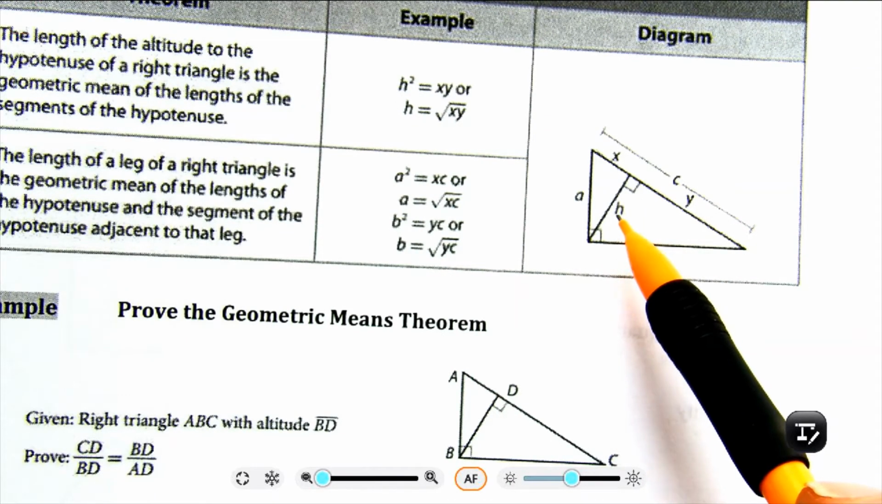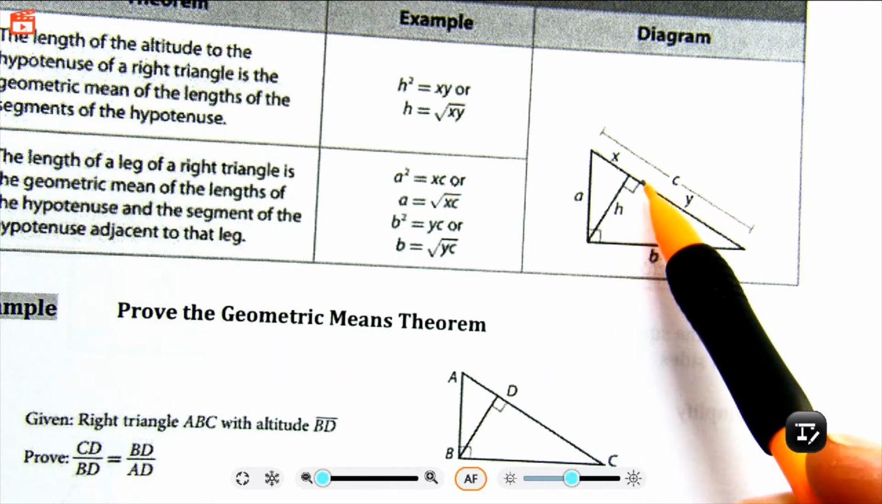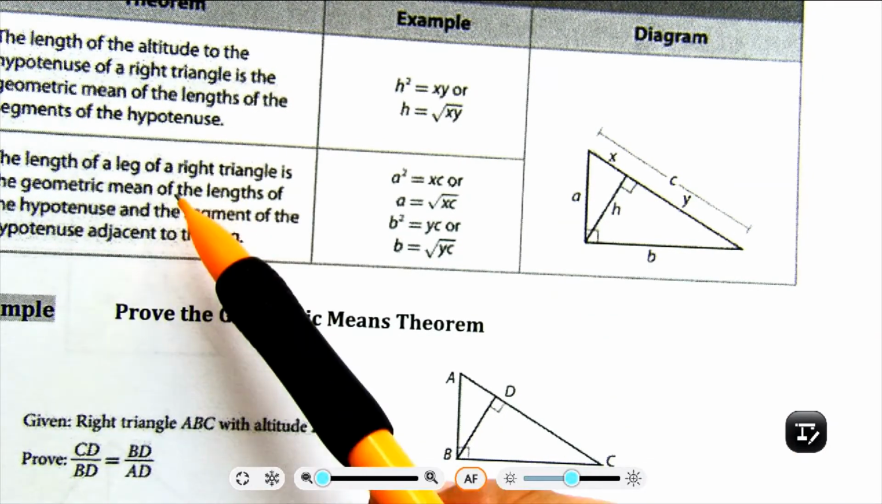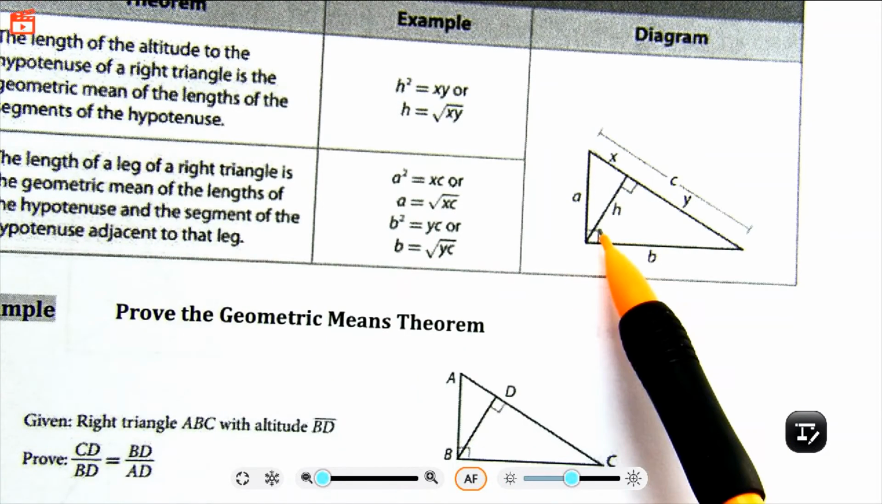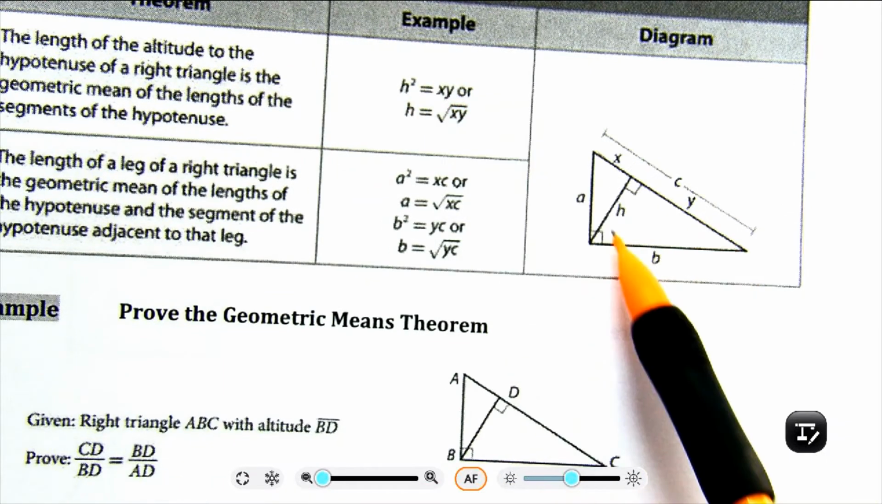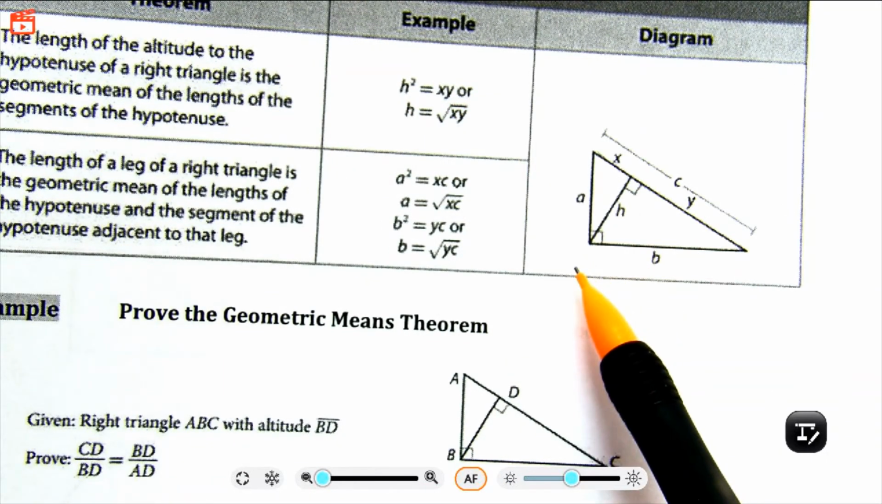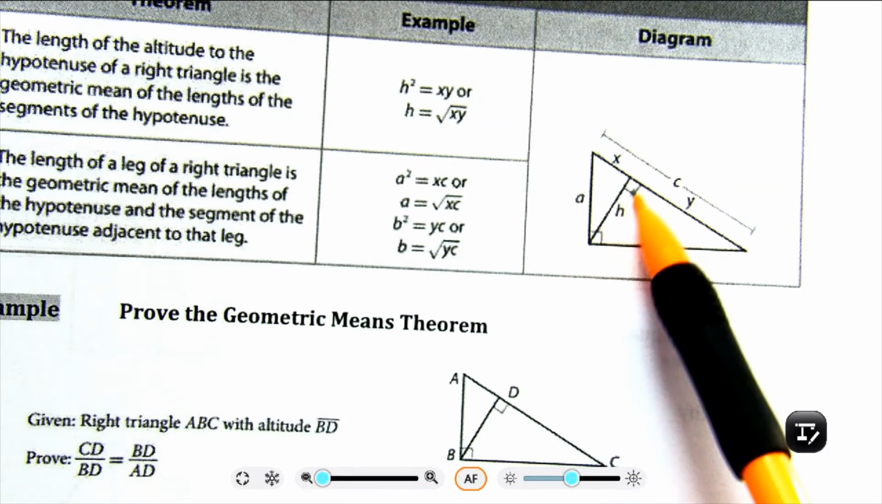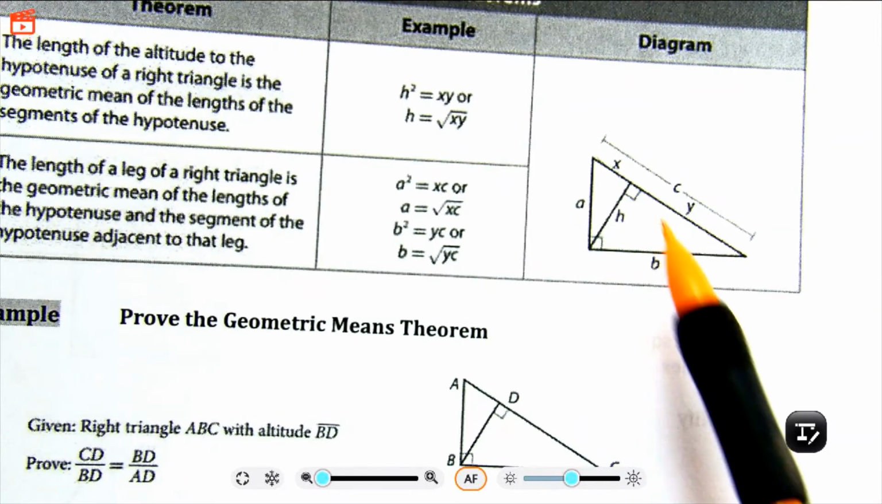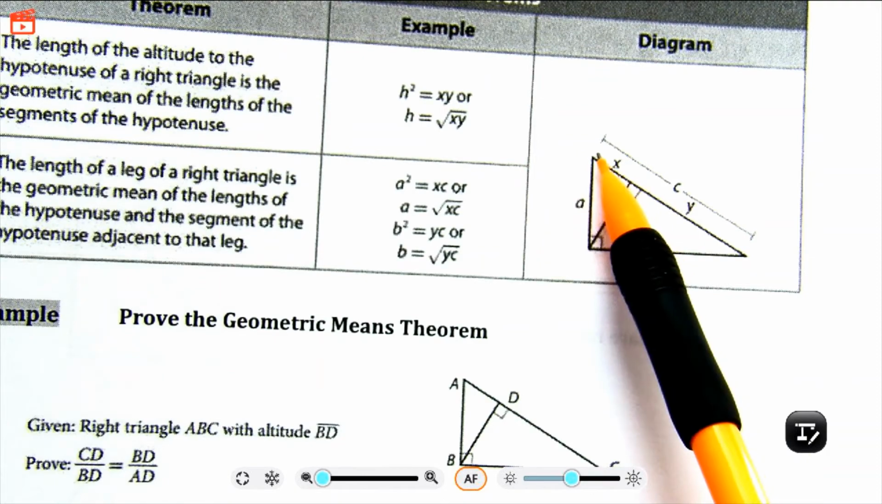But I do want to mention that h stands for the length of the altitude to the hypotenuse. Yeah, h is the length of the altitude to the hypotenuse. So this is h. A and B are sides, and then we have x and y. C is the length of the hypotenuse of the big triangle.